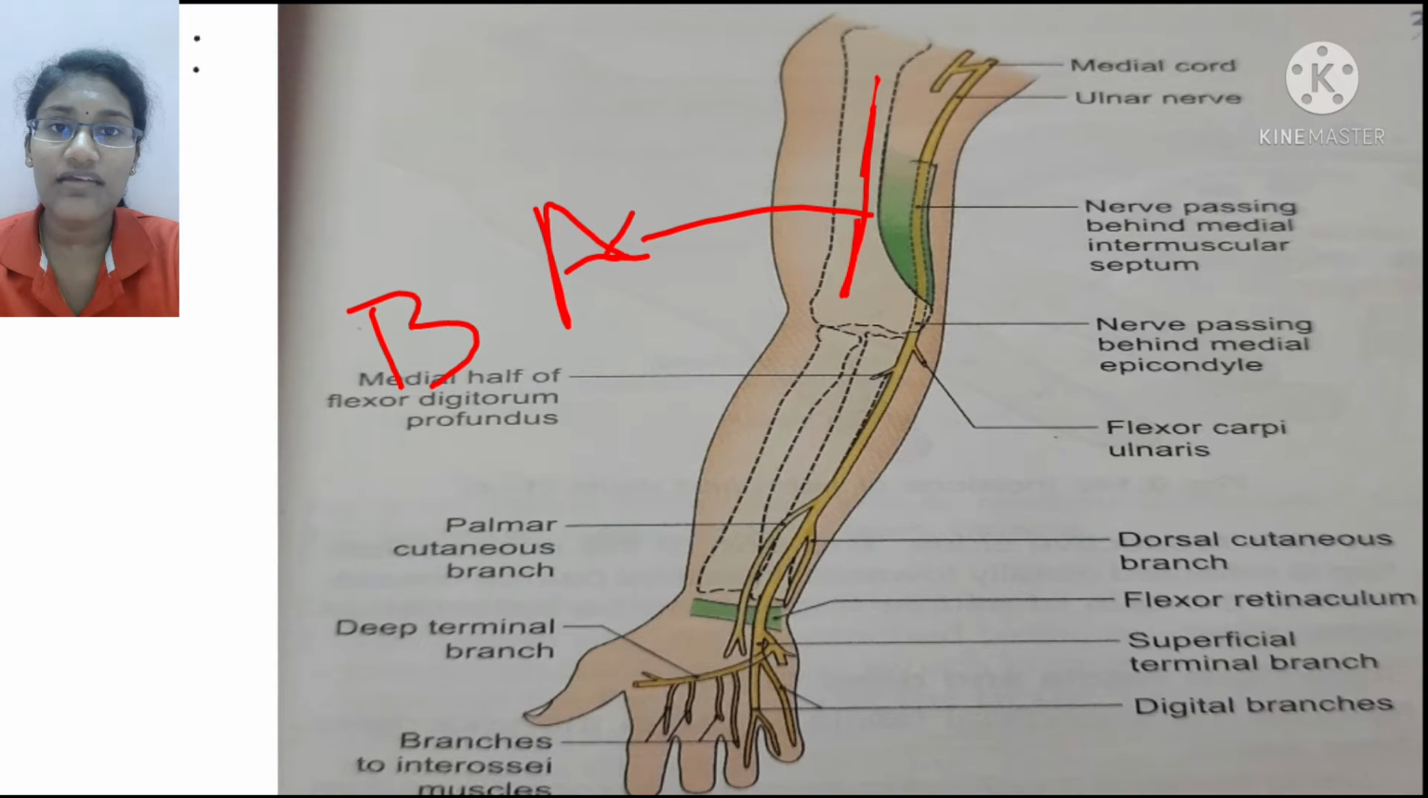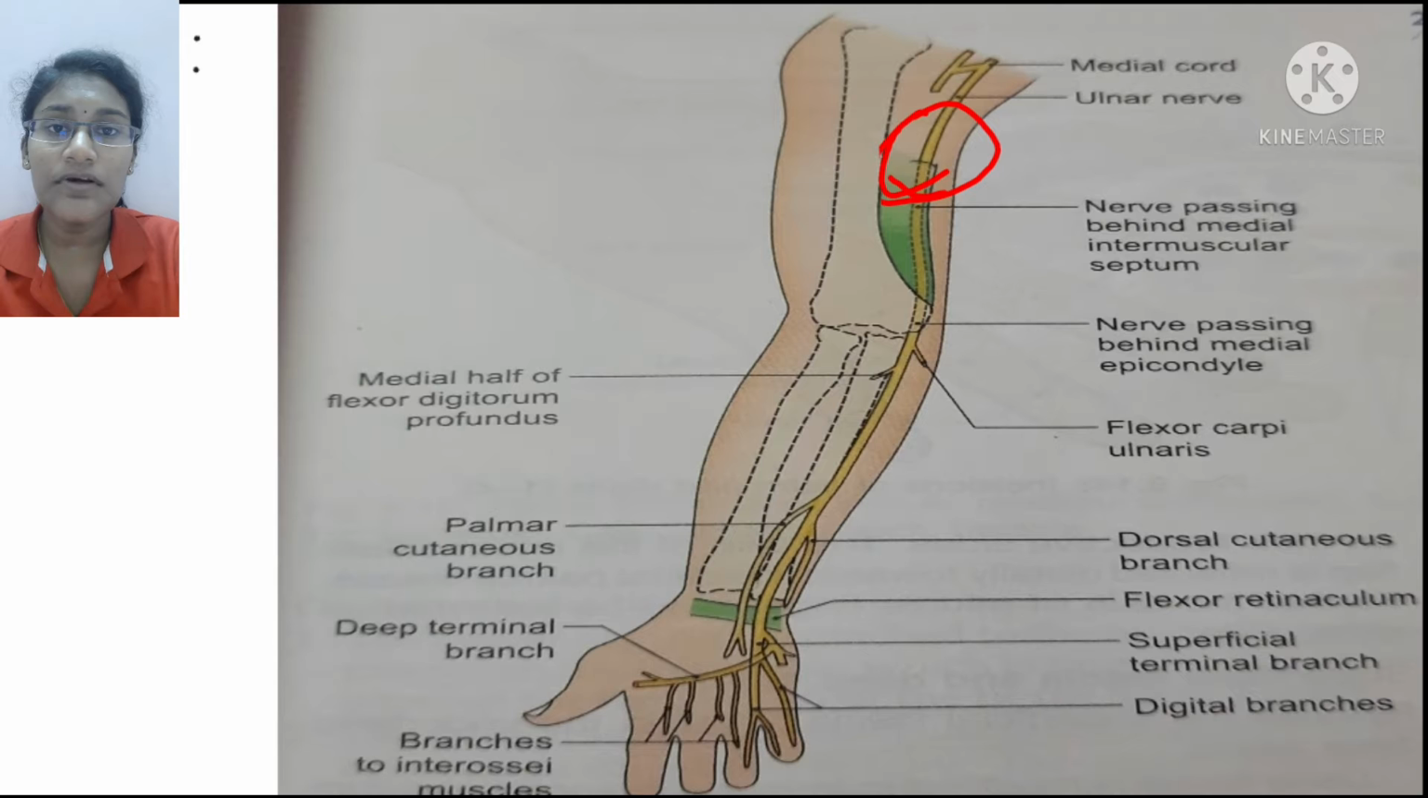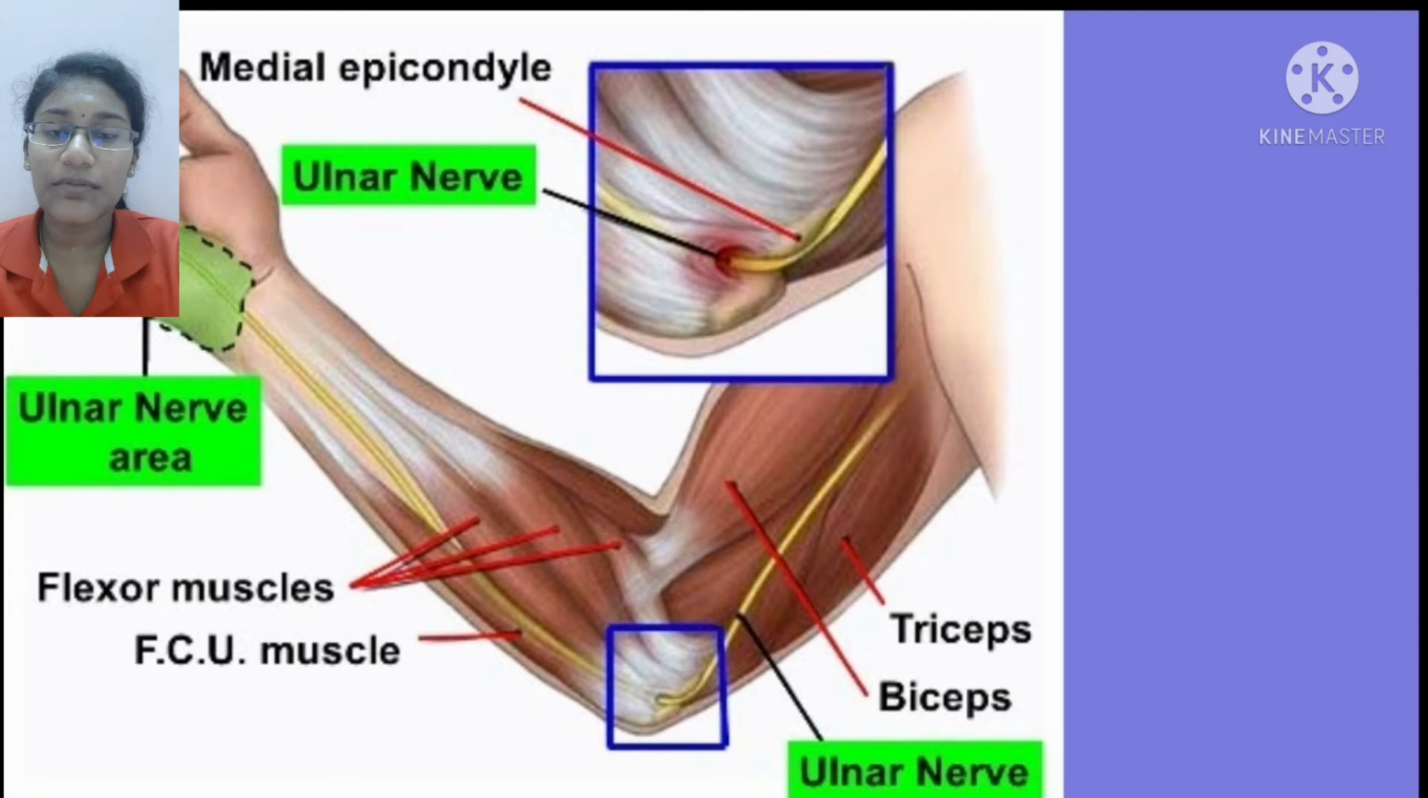As you can see in this image, it passes medial to the brachial artery, and then at the level of insertion of coracobrachialis, it pierces the medial intermuscular septum to enter the posterior compartment of the arm. And then in the posterior compartment of the arm, it travels downwards, and at the region of the elbow, it passes beneath the medial epicondyle and in between the two heads of the flexor carpi ulnaris to reach the front of the forearm. And then it travels through the front of the forearm and reaches the wrist region.